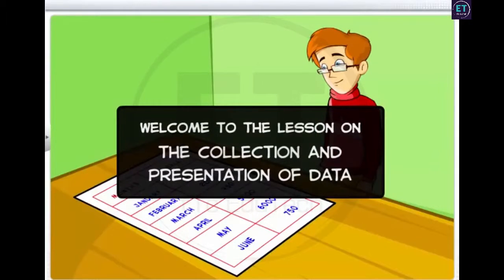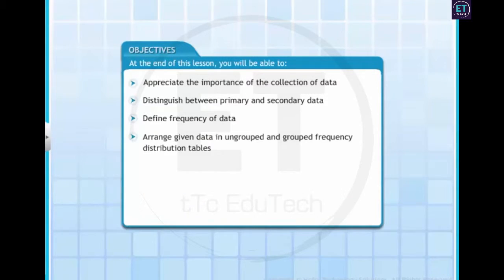Welcome to the lesson on the collection and presentation of data. At the end of this lesson, you will be able to appreciate the importance of the collection of data and distinguish between primary and secondary data. You will also be able to define frequency of data and arrange the given data in ungrouped and grouped frequency distribution tables.